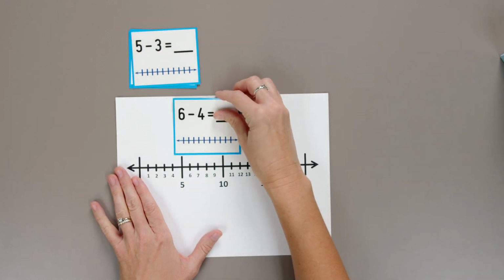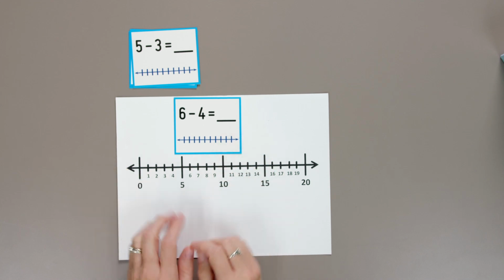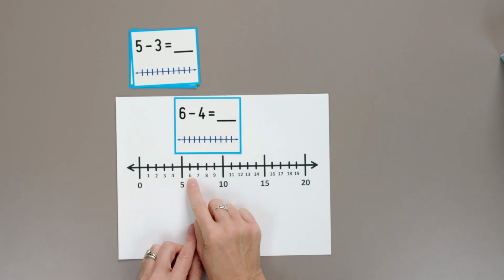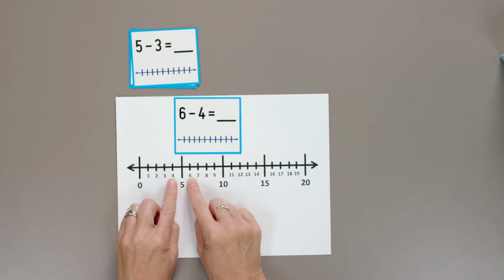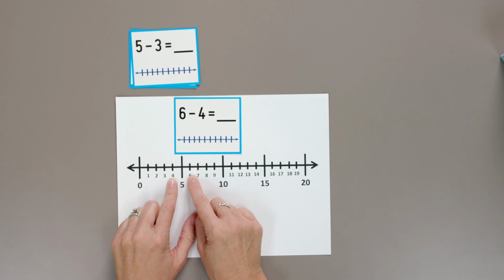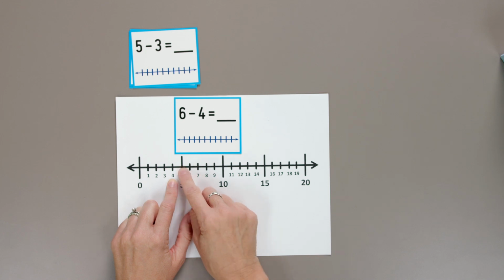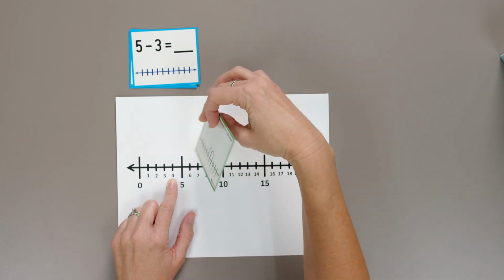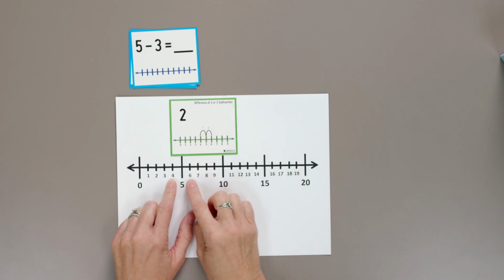Let's try a few more. 6 minus 4. I find 6 here on the number line, and I find 4 with my other finger. Now, they're not neighbors right next door, but they're pretty close to each other. How close are they? 1 jump, 2 jumps. Oh, they're only 2 jumps away from each other. So 6 minus 4 is 2. The difference between those two numbers is 2. Nice.